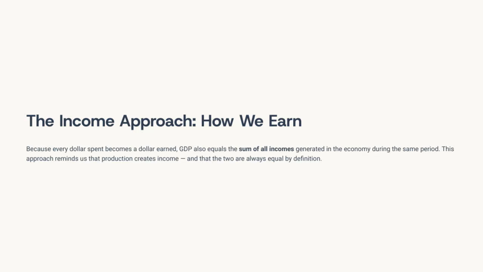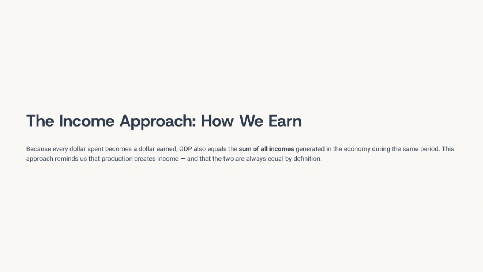Because every dollar spent becomes a dollar earned, GDP also equals the sum of all incomes generated in the economy during the same period. This is a key point because it highlights that production and income are two sides of the same coin. When goods and services are produced, income is created for those involved in the process. So, in a way, GDP isn't just about output. It also reflects the total income earned by individuals and businesses. This approach reminds us that production creates income, and that the two are always equal by definition. It's a fundamental concept in understanding how the economy functions, linking what we produce directly to what we earn.